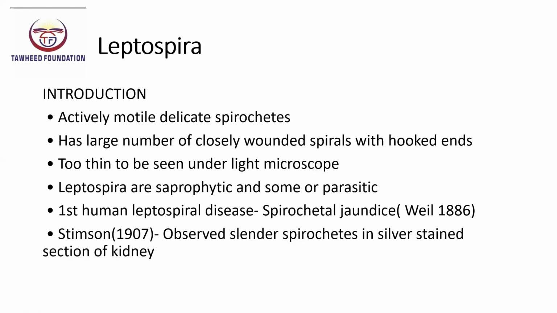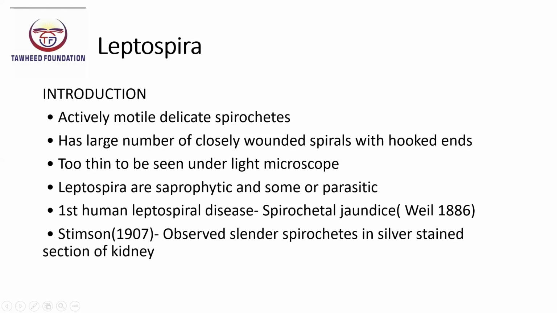The first recorded human leptospiral disease was spirochetal jaundice, described by Weil in 1886. Later, in 1907, Stimson observed these organisms in stained kidney sections. Today, leptospirosis is recognized as an important zoonotic disease across the world.